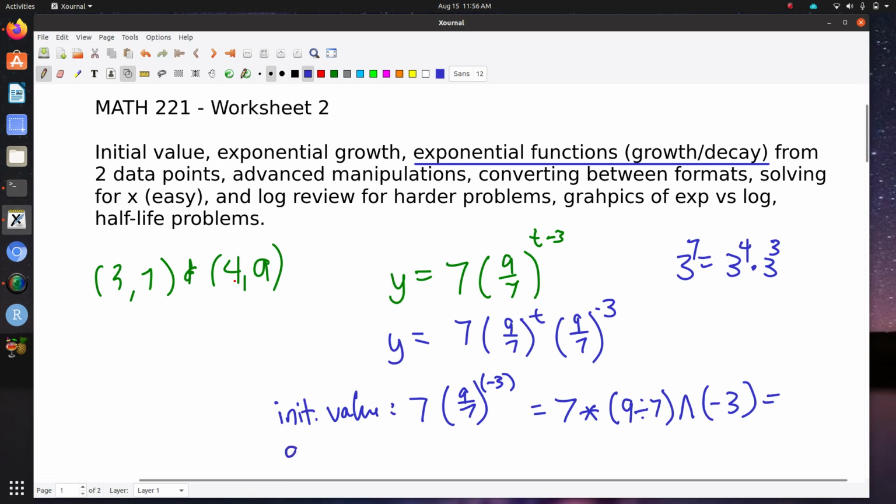And then of course your growth rate, you're going to key that in very easily, 9 divided by 7 equals, and you're going to copy down those numbers. Okay, so you're going to use those kind of calculations to figure out things on the worksheet.